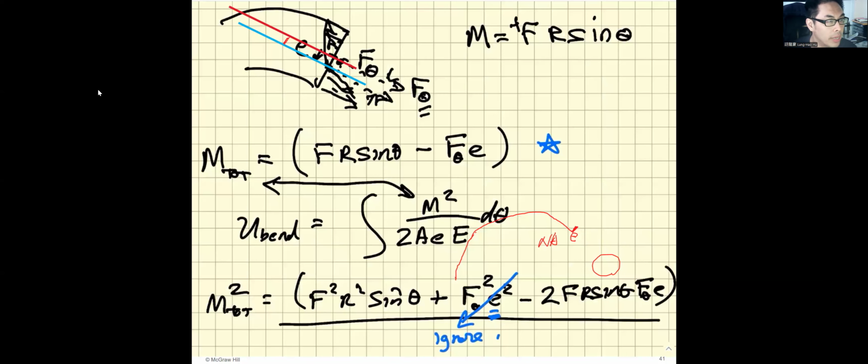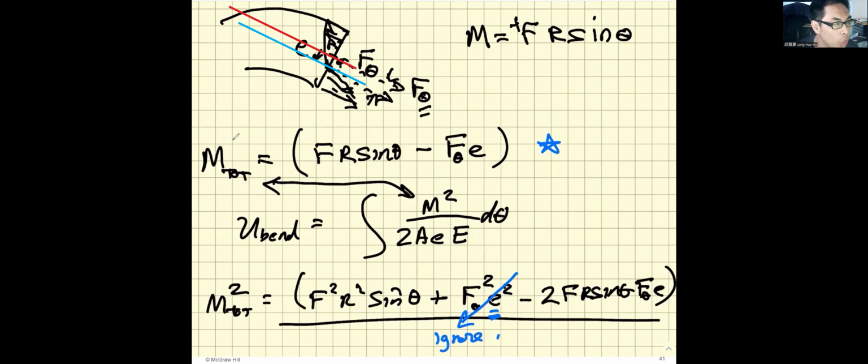Okay, so we say the total moment equals F times R sine theta minus the F theta times the eccentricity, because the direction of these two moments are different, right? For the moment due to the F, it's in this direction. For this first term, the direction is clockwise. For the second term, it's counterclockwise. Therefore, we use the minus sign here.